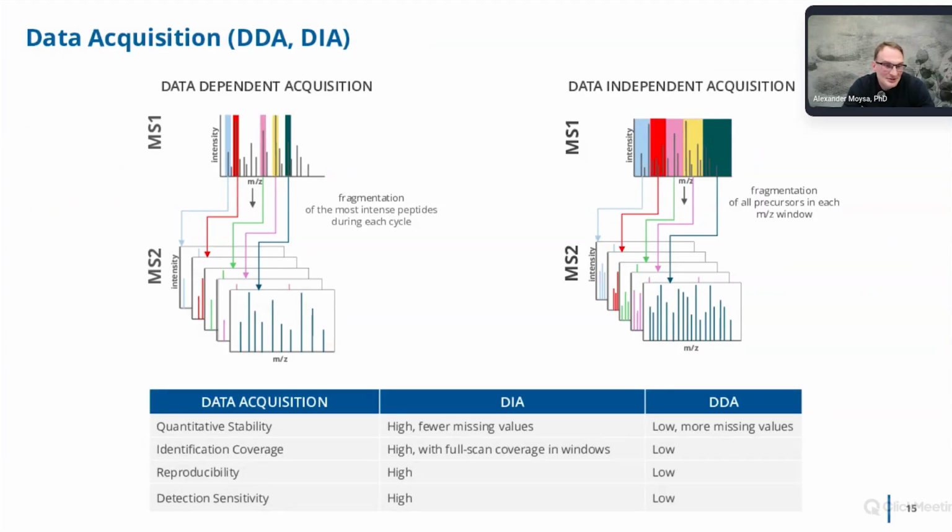There are two main strategies at this moment for data collection during mass spectrometry analysis. These are data-dependent acquisition and data-independent acquisition. Data-dependent acquisition involves fragmenting the most intensive peptide ions selected during each cycle of analysis. Data-independent acquisition fragments all ions within a selected m/z window without depending on intensity.